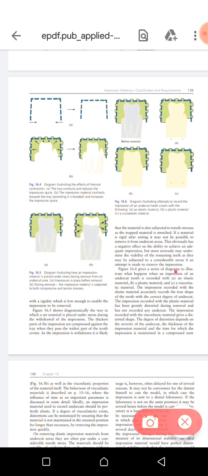An elastic material, a plastic material, and a viscoelastic material. The impression recorded with the elastic material accurately records the true shape of the tooth with the correct degree of undercuts. The impression recorded with the plastic material has been grossly distorted during removal and has not recorded any undercuts. So read it and then come to the next page.